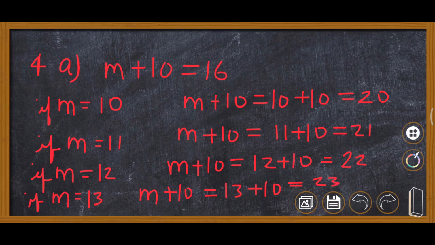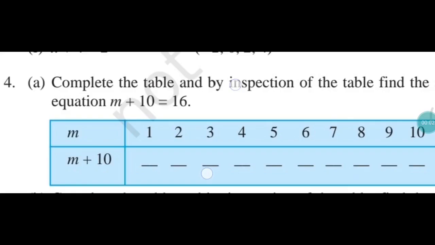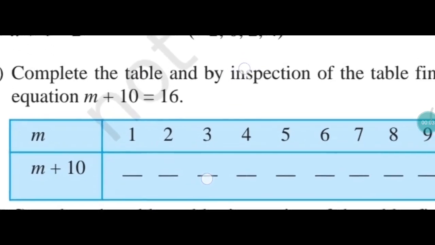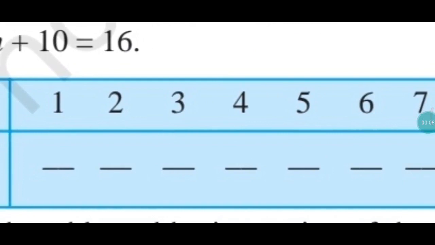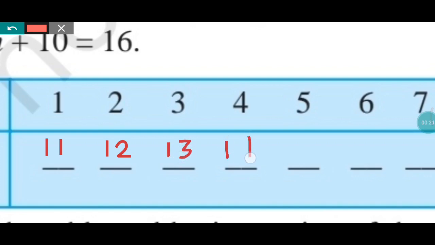Now we will put these values one by one in the table and complete the table. For the value 1 we got 11. For the value 2 we got 12. For the value 3 we got 13. For the value 4 we got 14. For the value 5 we got 15. For the value 6 we got 16. For the value 7 we got 17.